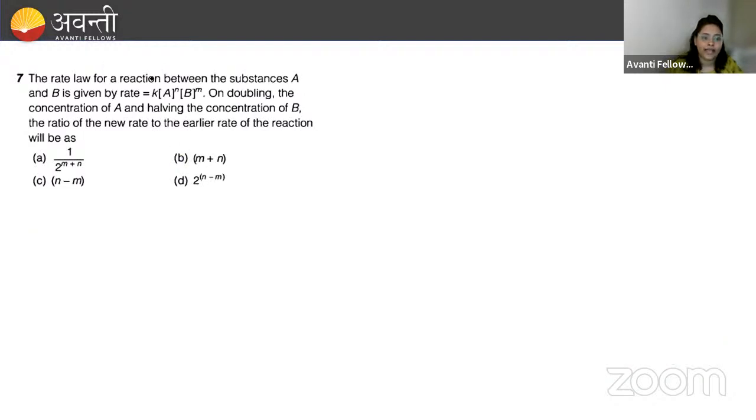The rate law for a reaction. So here the reaction is given, and its rate law is given to you between the substances A and B, like this way: A raised to n, B raised to m. On doubling the concentration of A and halving the concentration of B, so A is becoming 2A and B is becoming B by 2, the ratio of the new rate to the earlier rate of the reaction will be: so earlier, what was the rate? Rate was K, the rate constant of ours, A raised to n and B raised to m.